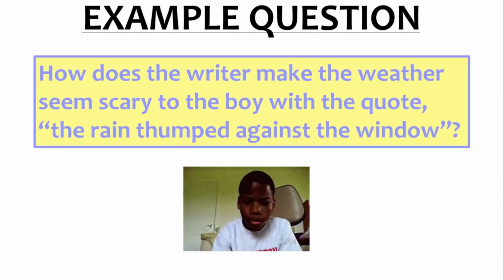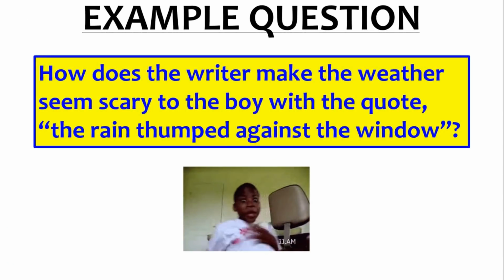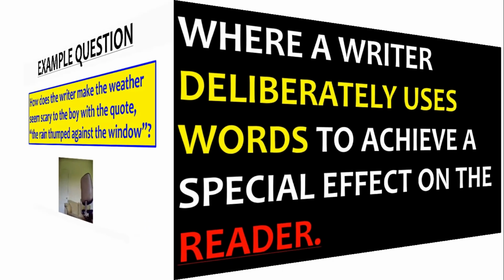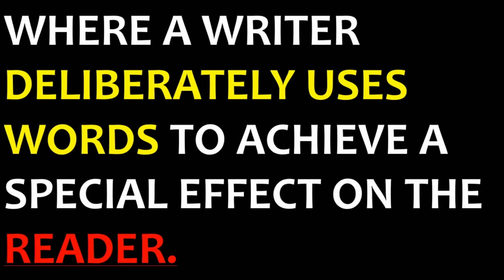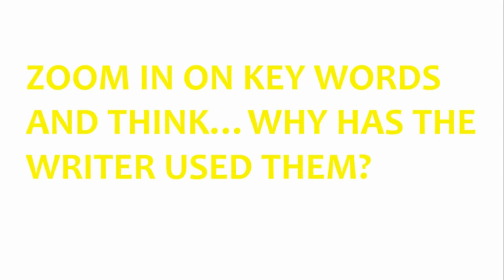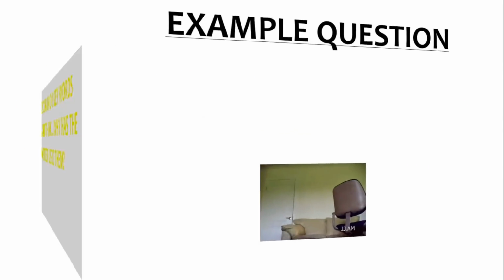So let's look at an example question. How does the writer make the weather seem scary to the boy, with the quote, "The rain thumped against the window"? So we're going to look at that quote and say, how is it meant to look scary to the boy? So we're looking where a writer deliberately uses words. So we're going to look at why the writer has chosen to use the verb thumped. Okay? So we're going to zoom in on the word thumped.